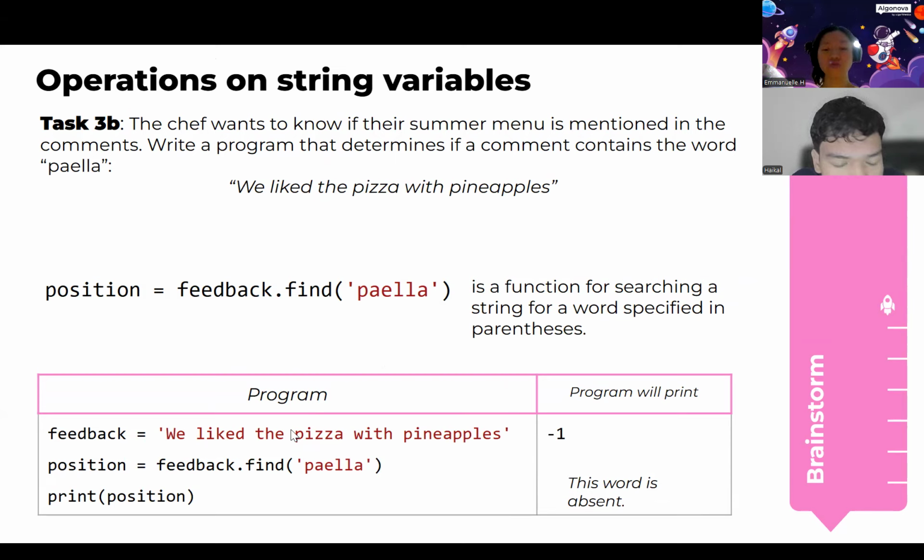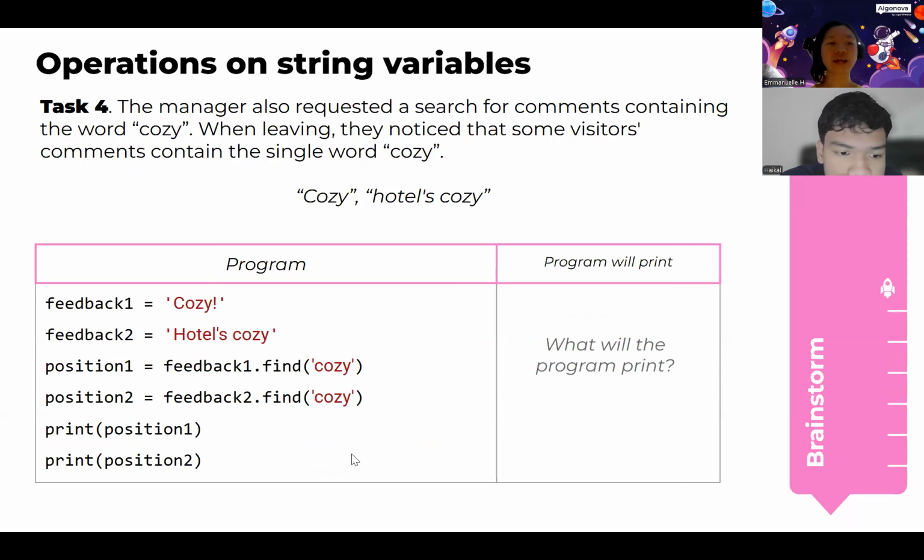So how to do it if we want to find Pyla? There is no Pyla in the sentence. Yeah, since we don't have Pyla in the sentence, the program will return -1. So if there is no result, automatically it will return -1. Okay, next.